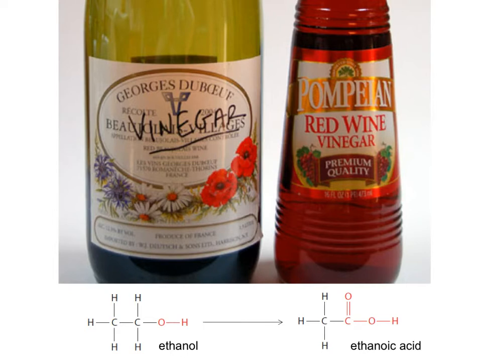And carboxylic acids feature quite a lot in everyday life. You may have noticed that there are a variety of vinegars: red wine vinegar, white wine vinegar, cider vinegar, sherry vinegar, etc. What we've got here is those alcoholic drinks that have ethanol, and the ethanol being oxidized to the carboxylic acid, ethanoic acid. So vinegar is essentially ethanoic acid.